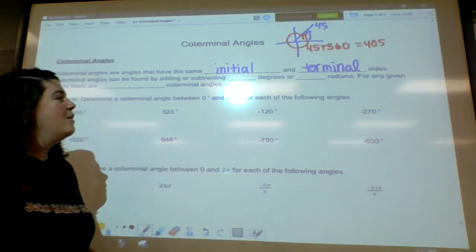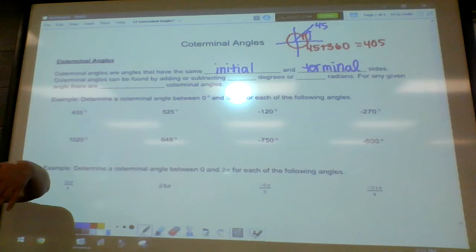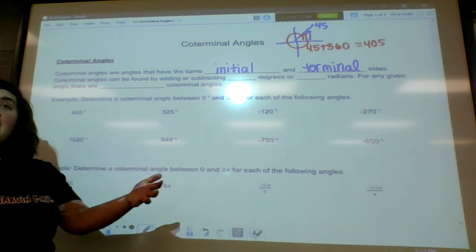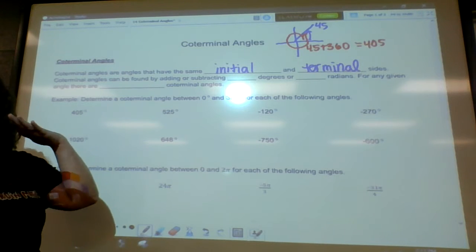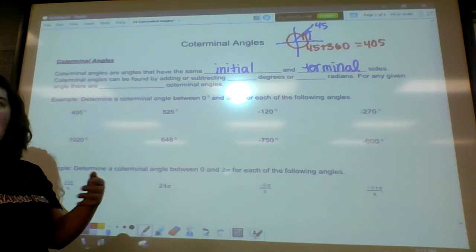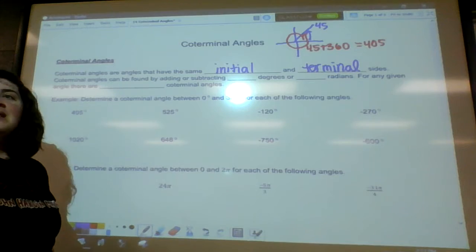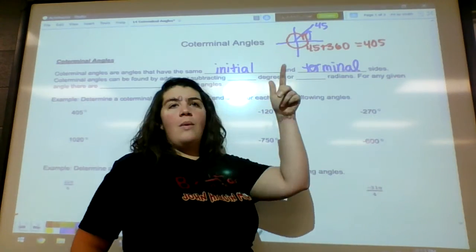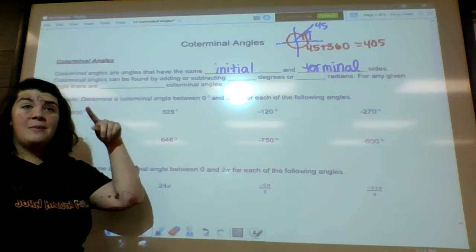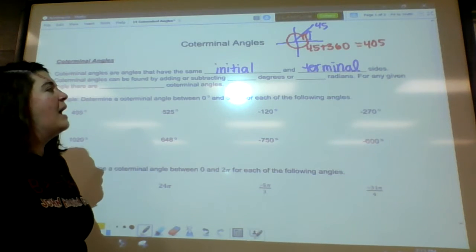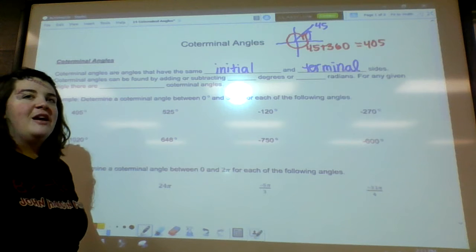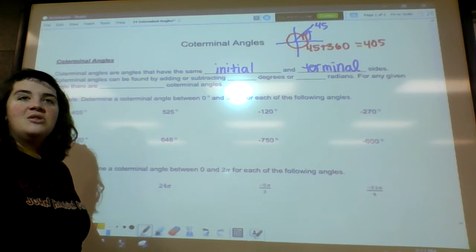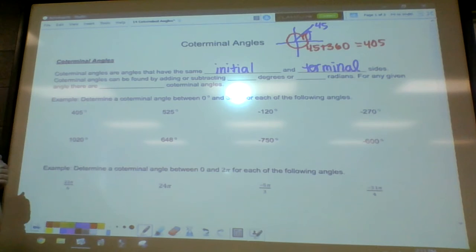So if I give you a 405 and ask you to find the sine or the cosine or the tangent, 405 is going to behave like 45 because it has the same start and ending spot. So it'll have the same sine, cosine, tangent, all that fun stuff. So what we're going to do today is work with these angles that maybe go around the circle once, or maybe twice, or maybe they go backwards around the circle. And we're going to figure out what angles we can use to find their trig functions, okay? You ready?